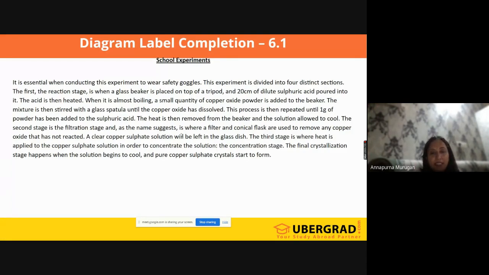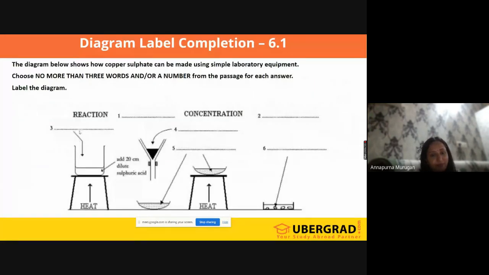As the name suggests, it is where a filter and conical flask are used to remove any copper oxide that has not reacted. What are they doing? What is that filtered out? Copper oxide. Okay, the second one is crystallization. So the fourth one is what? Copper oxide. Yeah, the fourth one is copper oxide.